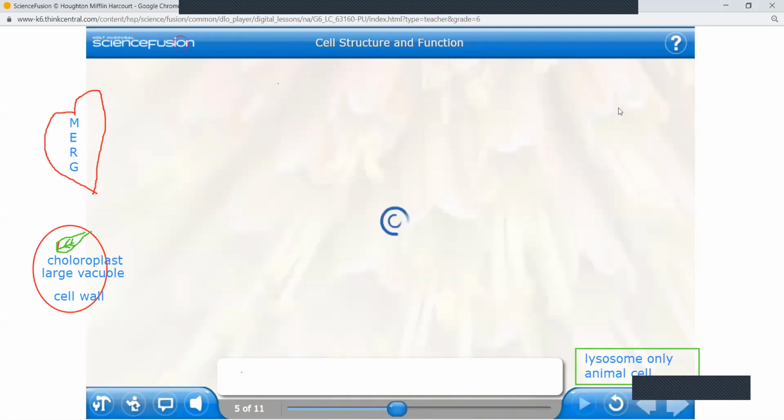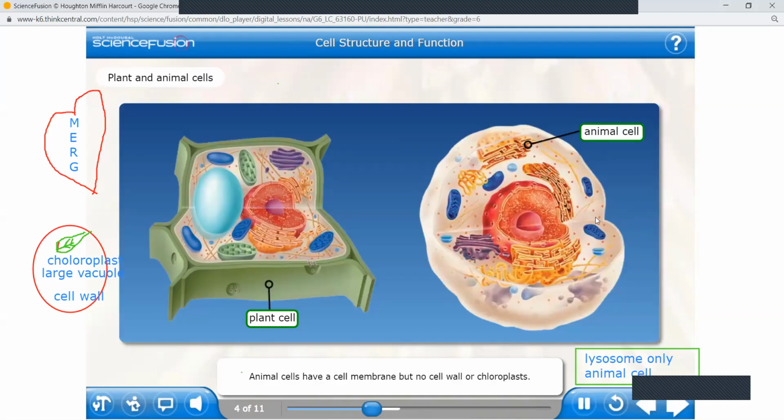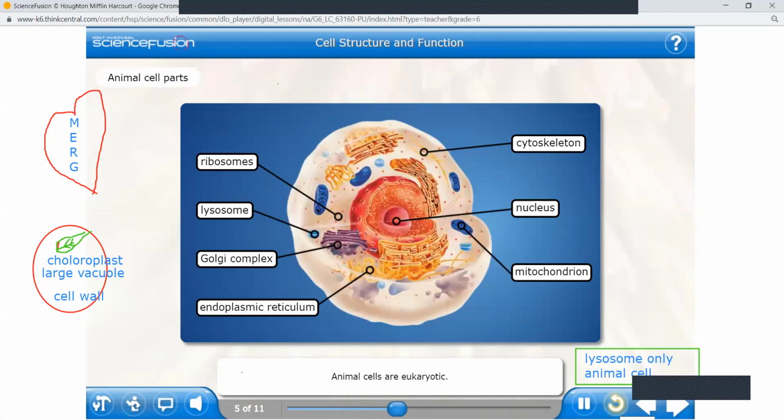Animal cells have a cell membrane, but no cell wall or chloroplasts. They have vacuoles, but they are usually much smaller than the large central vacuole in plant cells. Animal cells have organelles called lysosomes, but plant cells do not. Animal cells are eukaryotic. Of course, that means they have a nucleus.